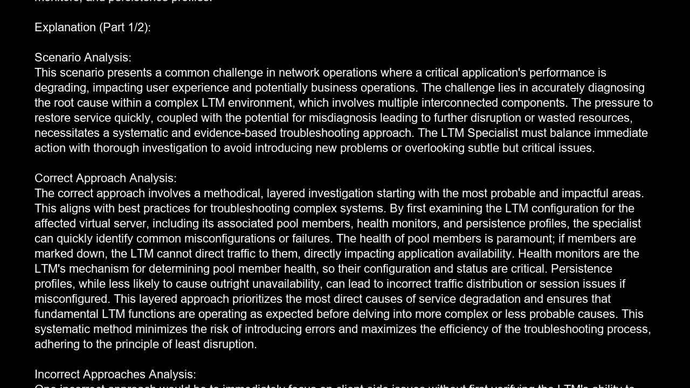The correct answer is C. Examine the BIG-IP LTM configuration for the affected virtual server, including its associated pool members, health monitors, and persistence profiles.